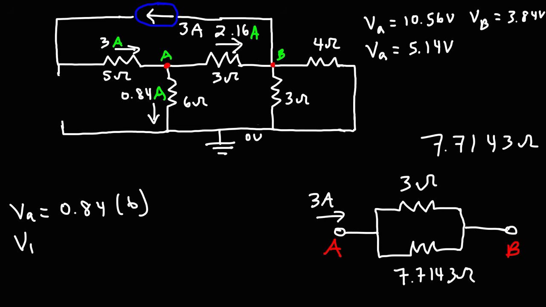Now we can calculate the potential at point B now that we know the current flowing through the 3 ohm resistor. So it's the potential at point A, which is 5.14, minus, keep in mind that the current flows from a high potential to a low potential. So potential B is lower than potential A. So it's 5.14 minus the voltage drop across the 3 ohm resistor. So that's 2.16 amps times 3 ohms.